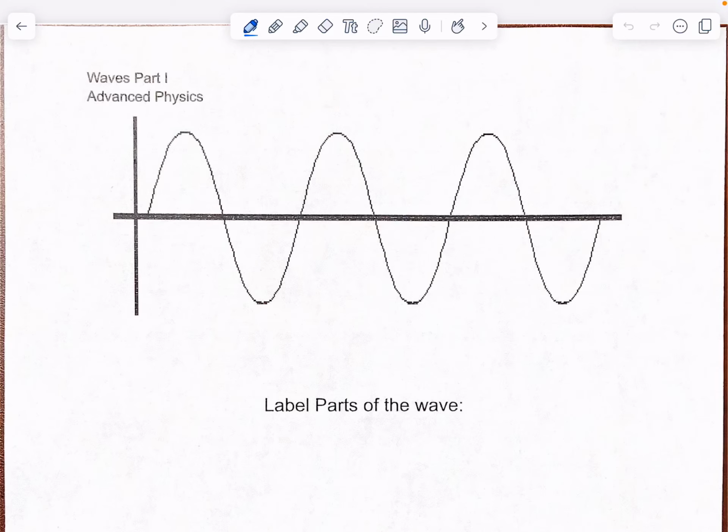All right, so this video is going to go through pages 6 through 8. We're going to go over the parts of a wave. So our first wave that we're looking at is a transverse wave, the one that looks like a typical wave. Okay, so make sure you know what a transverse wave looks like.